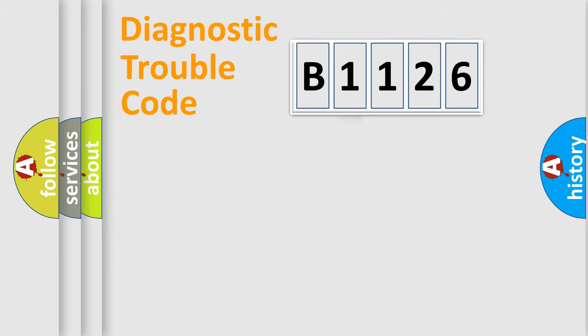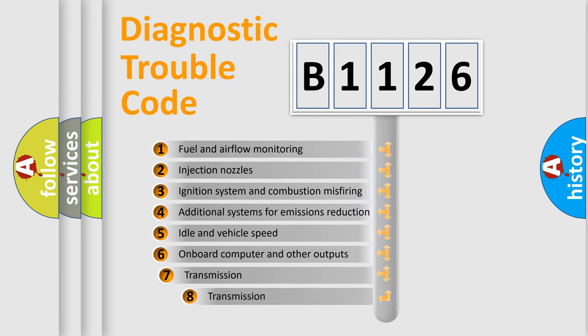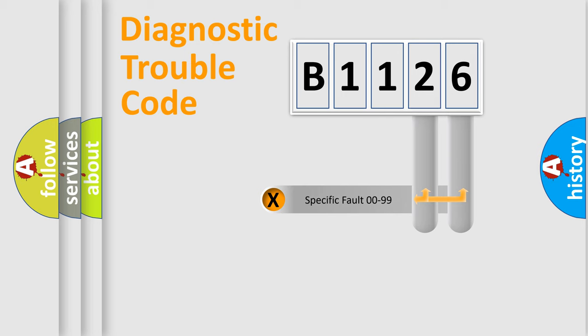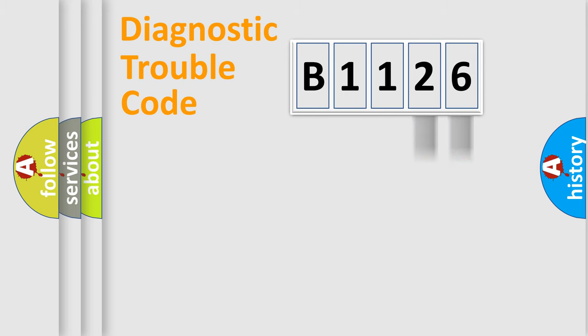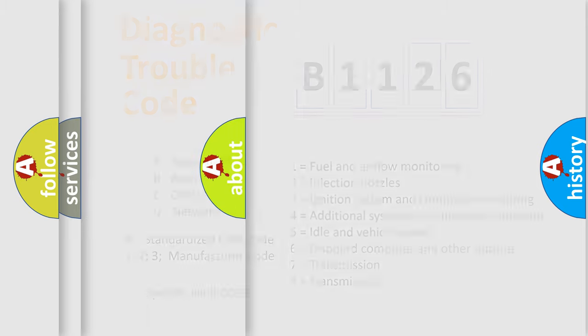In the case of numbers 1, 2, 3, it is a manufacturer-specific error. The third character specifies a subset of errors. The distribution shown is valid only for the standardized DTC code. Only the last two characters define the specific fault of the group. Let's not forget that such a division is valid only if the second character of the code is expressed by the number 0.